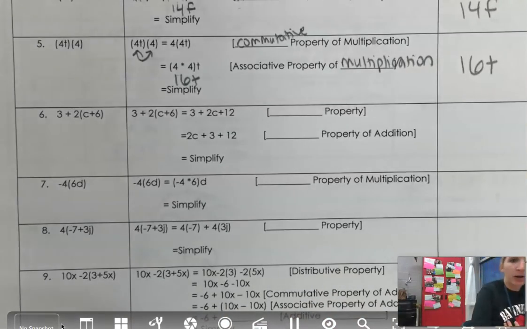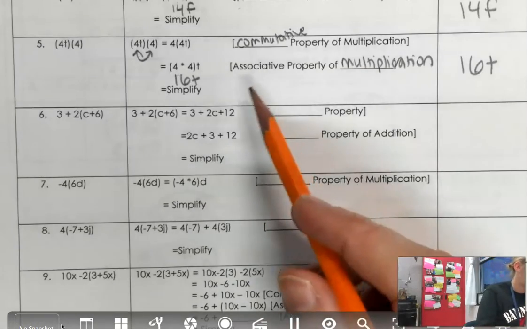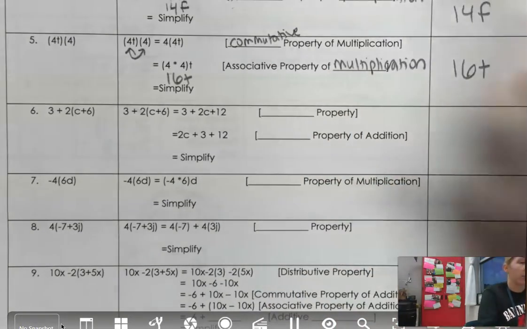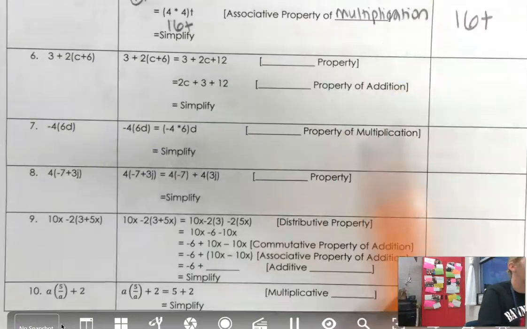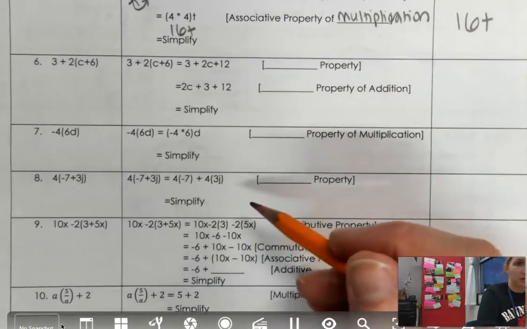And again, we already know how to do this. We did this in class. We're just basically putting property names to these. These are algebraic properties, and we're naming why we can do them and how we know to do them.